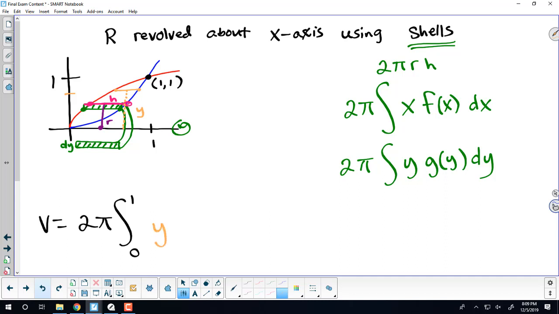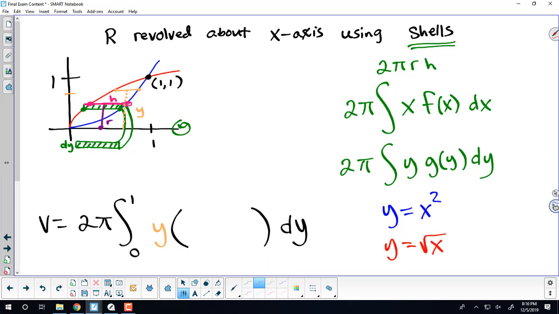Again, if we were revolving this around the line x equals -2, then our radius would be y plus, or sorry, y minus a -2, which is y plus 2. And then the height of each rectangle here, it's not just a single function, right? Because the height of our rectangles is defined as the right minus the left. So you've got this function in blue minus the function in red for the height of all of those. But since we're integrating with respect to y, they need to be in terms of y.